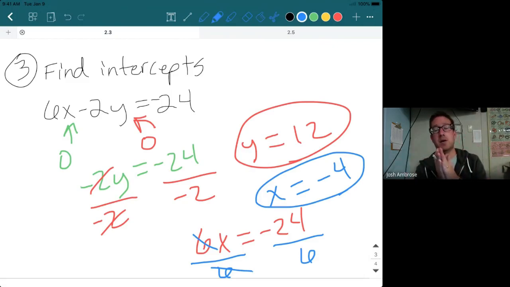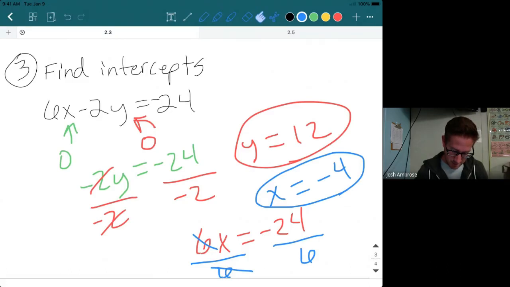So again, remember, make x 0, and that will cross out the x along with the coefficient with x, because anything times 0 is 0, leaving you with just the y variable, and there should be a constant on the other side. Solve for y. Do the same thing, and then you'll get the x-intercept.